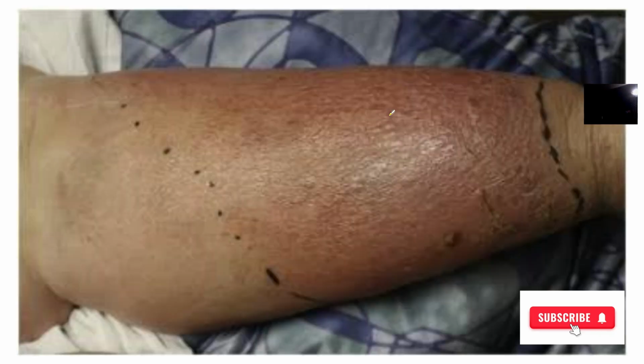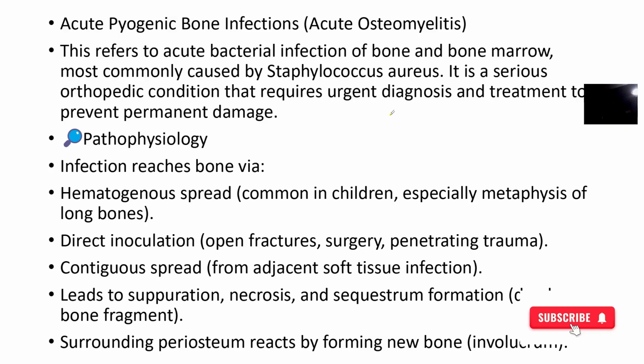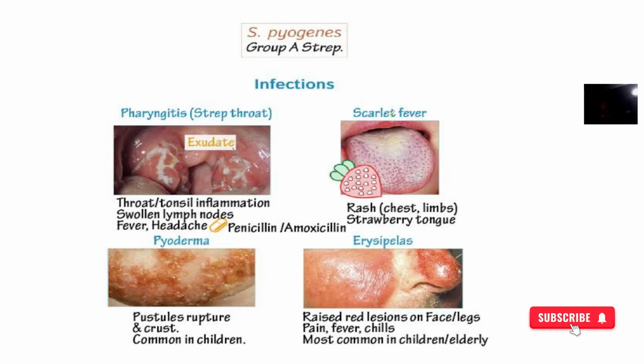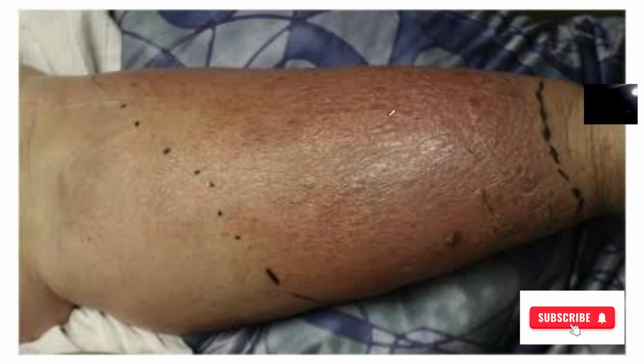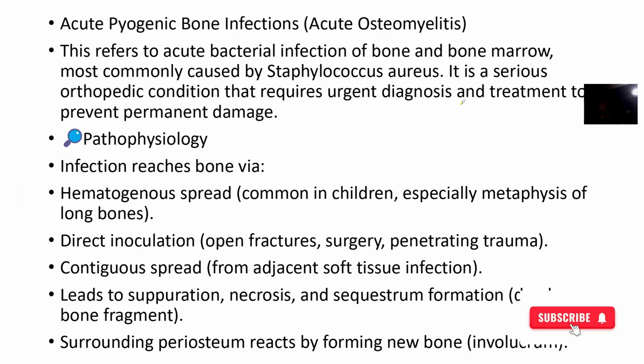Alright, so of course there's a bone infection inside here. It's just down the outside, you're seeing the swellings and everything. So acute pyogenic bone infections, also known as acute osteomyelitis. This refers to acute bacterial infection of the bone and bone marrow, most commonly caused by Staphylococcus aureus.